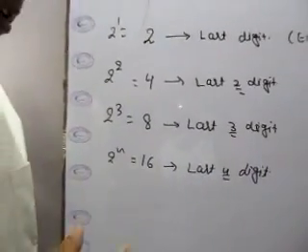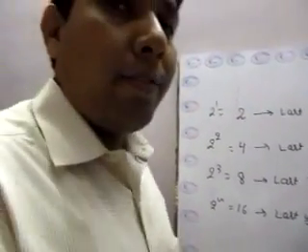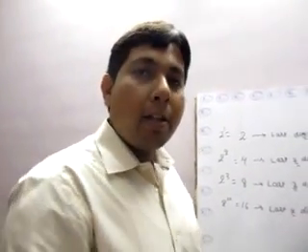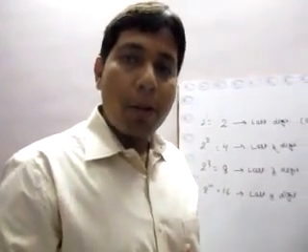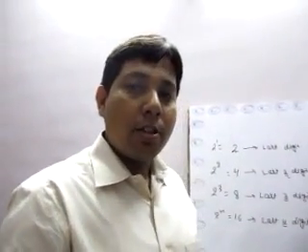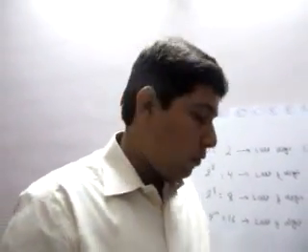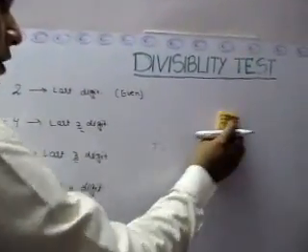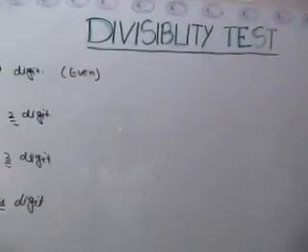What does it mean? For 32, we'll check last 5 digits because 32 is equal to 2 to the power 5. Similarly, 64 is equal to 2 to the power 6, so we'll check last 6 digits for the divisibility test of 64. Now, what is the reason behind this last 2 digits and last 3 digits? Just take an example.